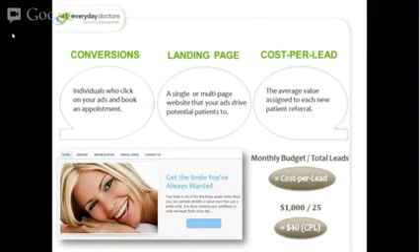That brings us to your cost per lead. This is the average value assigned to each new patient referral. In order to find this, you simply take your monthly budget and divide that by your total number of leads. This will show you whether or not your ads are working or if you need to make any changes to drive more patients to your practice.